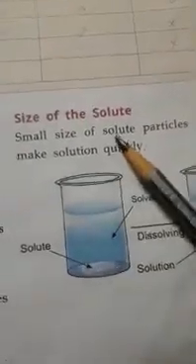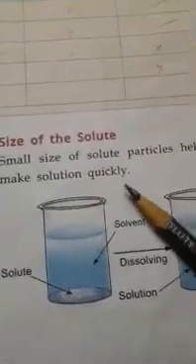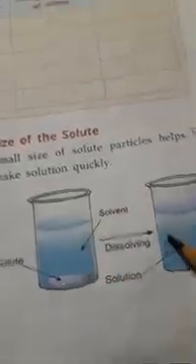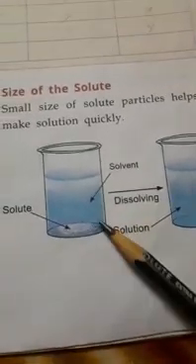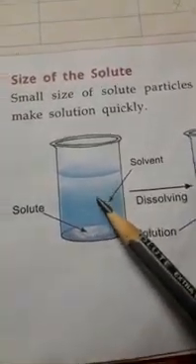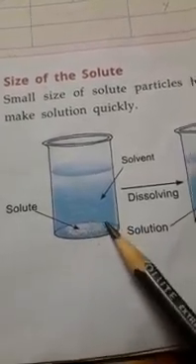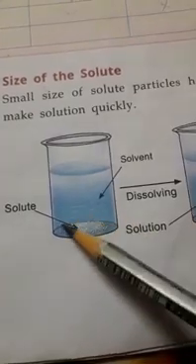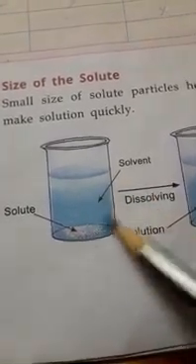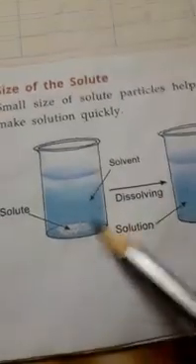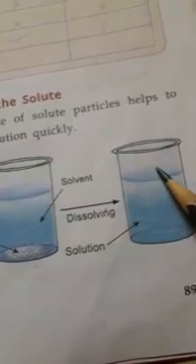Then the size of the solute. The size of the solute particles helps to make a solution quickly. Now in this figure you can see two containers. This liquid is called the solvent, and the particles at the bottom of this container are called the solutes. Now when we are stirring it, it gets mixed up in this water. The solute particles which we have added in this water get mixed up and it becomes a solution. So these are the factors that are responsible for making a solution.